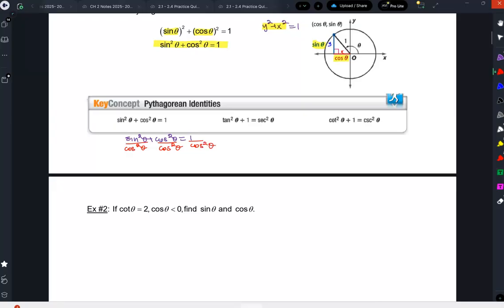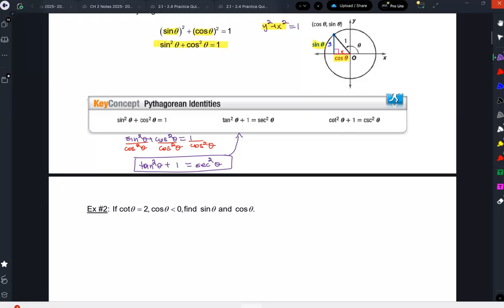let's see what I get. What's sine over cosine? Tangent. Sine squared over cosine squared is tangent squared theta, plus cosine squared over cosine squared is 1, equals, what's 1 over cosine? Secant, but if it's squared, it's secant squared theta. And you can see that this is another one of the Pythagorean identities.